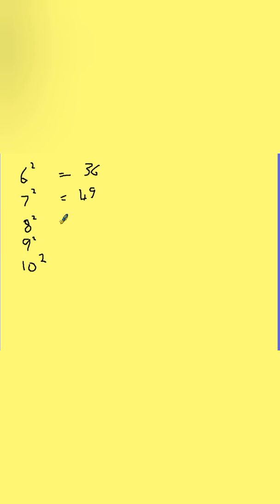And I'm just putting the answers up here for you. 6 squared is 36. 7 squared is 49. 8 squared equals 64. 9 squared is 81. And 10 squared is 100.